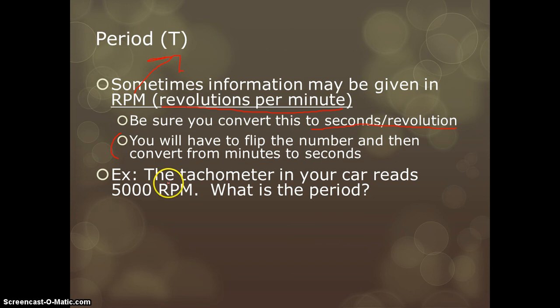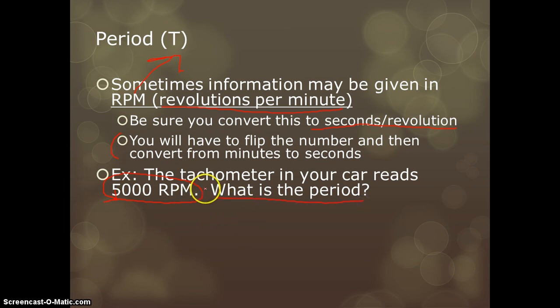So here's an example problem that we're going to talk about. Let's talk about the tachometer in your car. That's what reads the RPM. It reads 5,000 RPMs, which, by the way, if you know anything about RPMs, is a very high RPM value. You're probably revving your engine at this point, maybe trying to pass someone in the fast lane, which I know none of you do because you're all good drivers. 5,000 RPMs. Question is, what is the period?